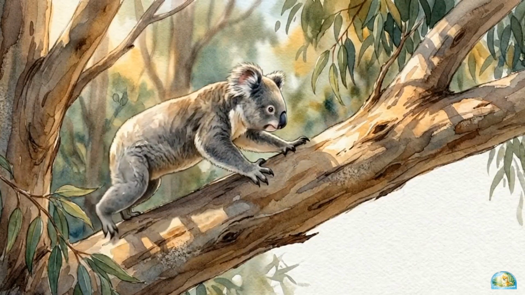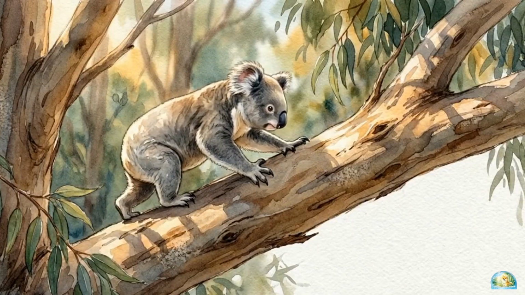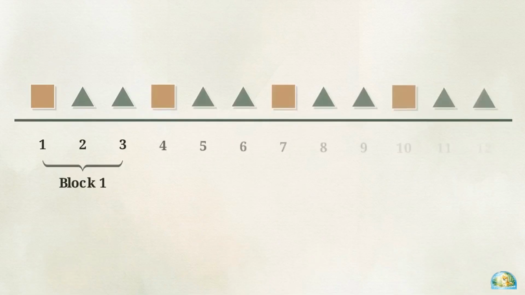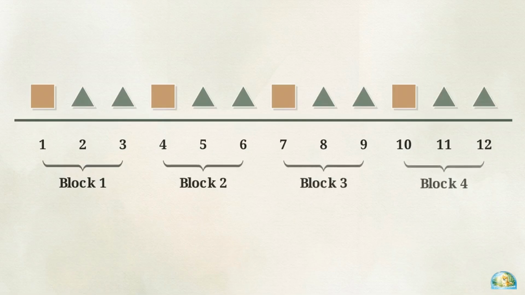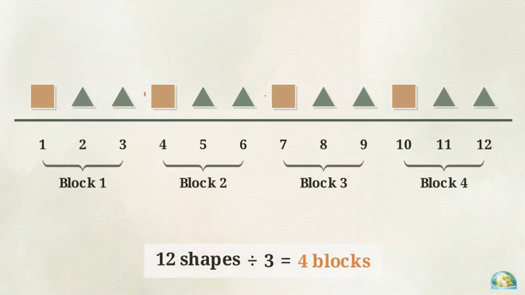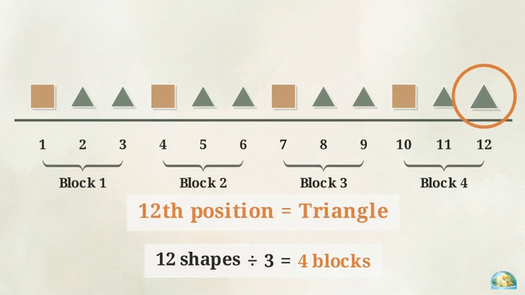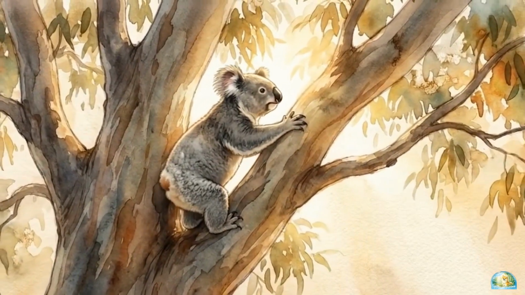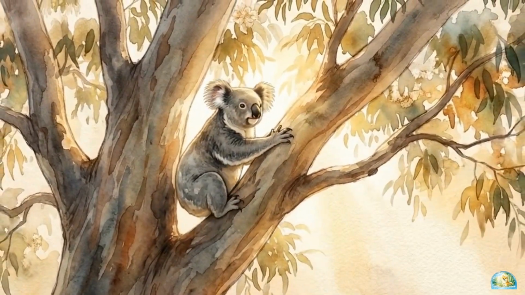But here, the rule shifts from arithmetic to positional geometry. This diagram reveals a recurring block of 3 shapes, a square, then 2 triangles. To safely project forward to the 12th position, we need exactly 4 full blocks. Since every block ends on a triangle, the 12th position must be a triangle. The 12th shape is a triangle. The bough locks into place, securely allowing Waddle to reach the absolute highest point of the entire canopy.